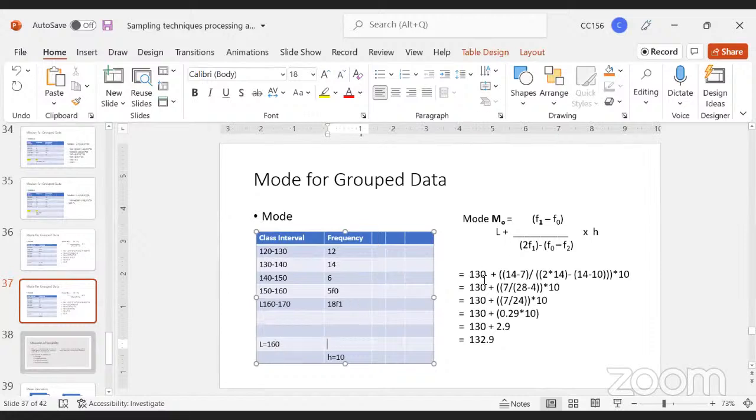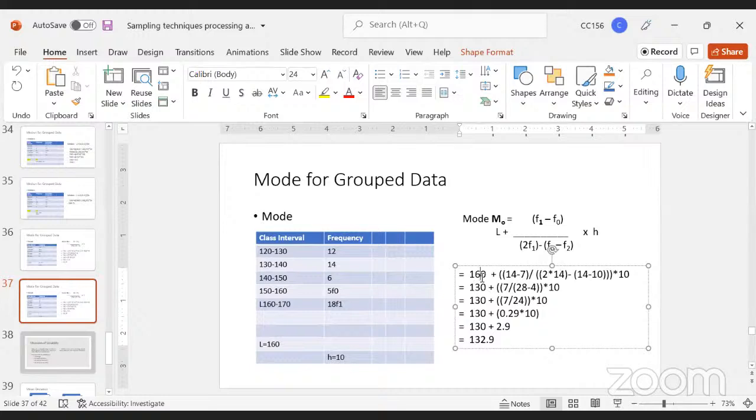So 160 here. Then F1 is 18 minus F0, which is 5, divided by 2 into F1, which is again 18, minus F0, which is 5, minus 0.